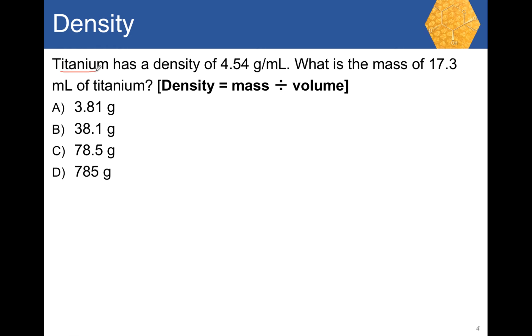So titanium has a density. So density is given, 4.54 grams per milliliter. That's the density. What is the mass or the weight? So this is the unknown here, the mass. If 17.3 milliliters, that now becomes the volume. So this is given. I will always give you the conversion factor. Okay, I will always give you what to use in your calculations.